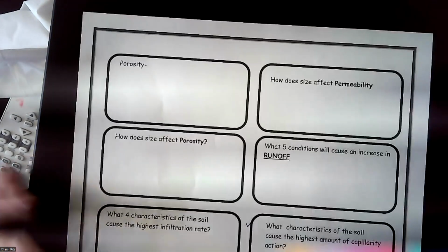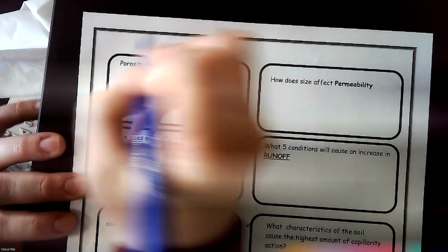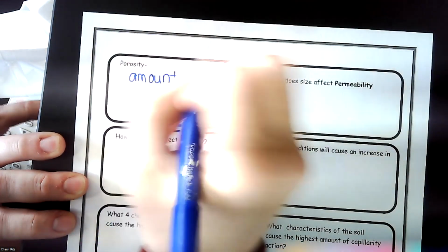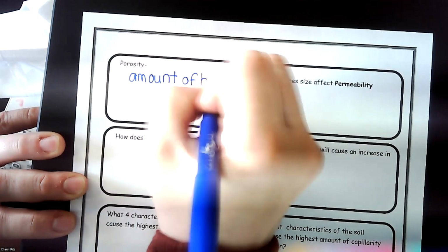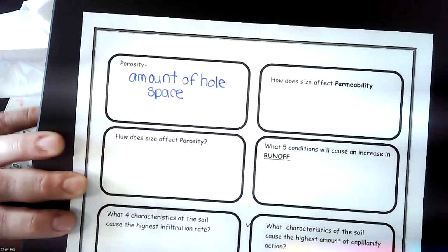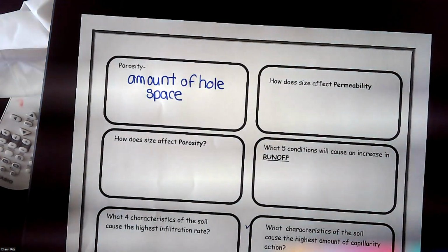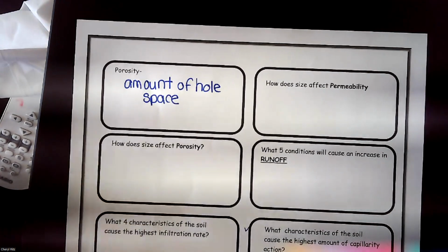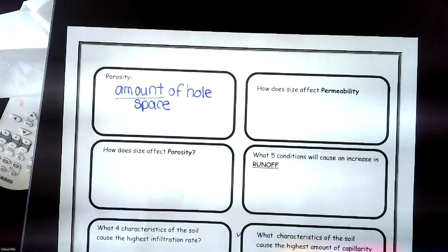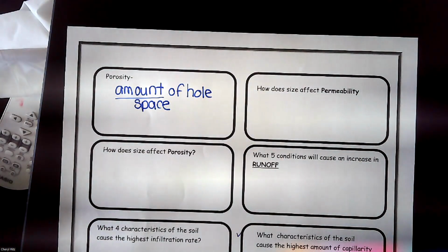What is the definition of porosity? Amount of hole space. Notice I did not say the size of the holes, and I didn't say the number of holes. I specifically say the amount of hole space. So it's almost like finding area. It's not just the number of them or the size of them, it's the area of the hole space.